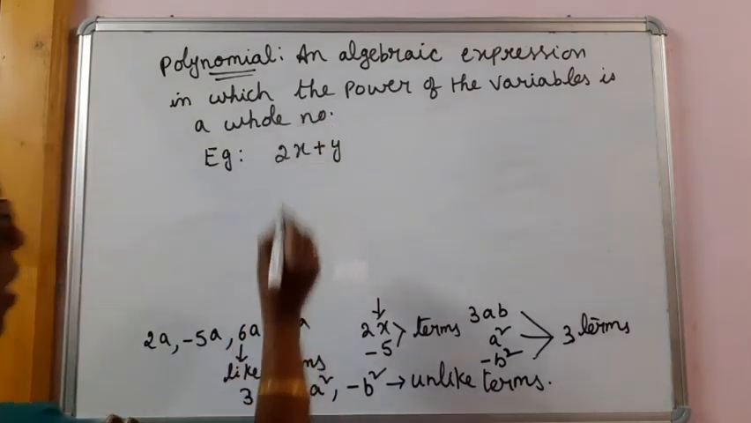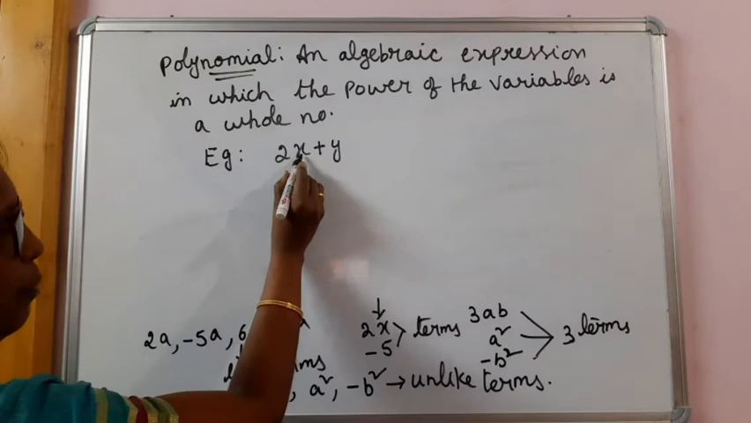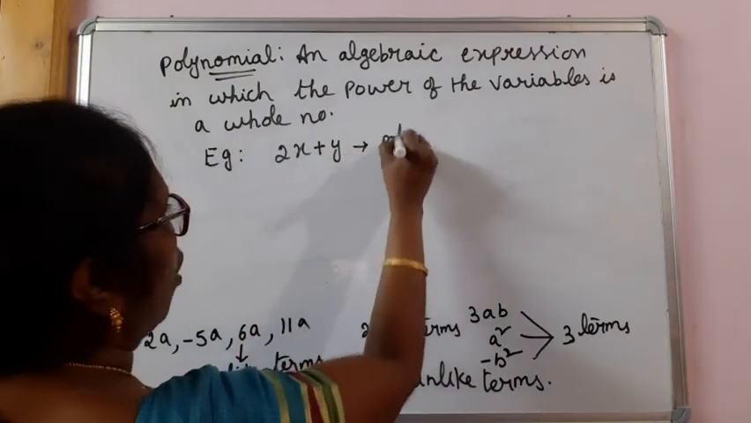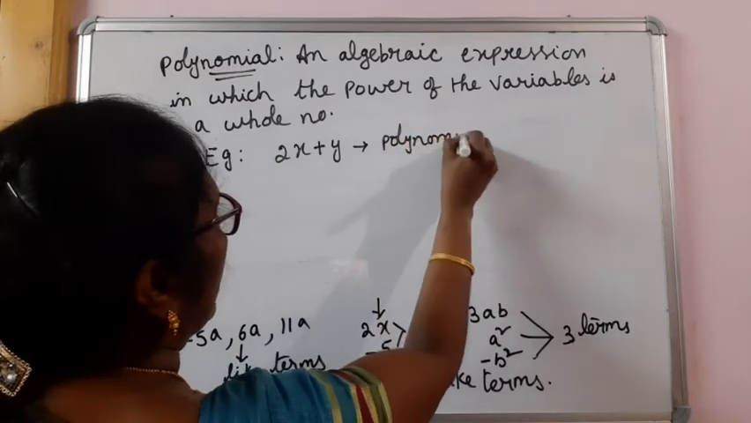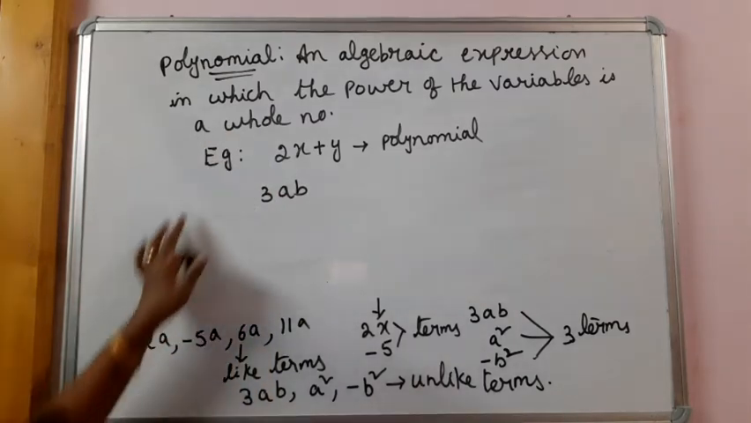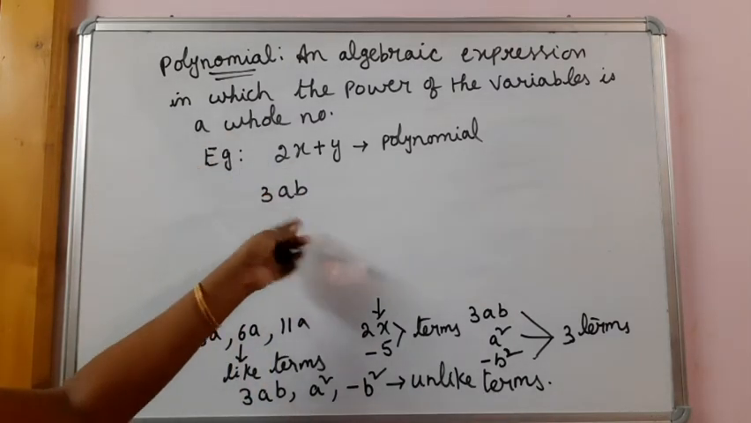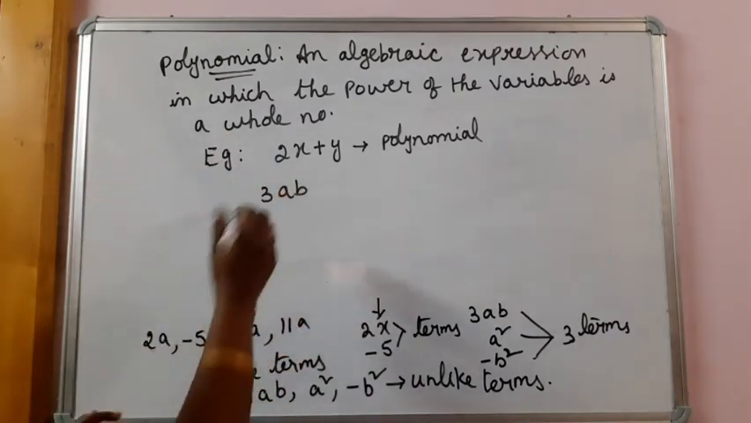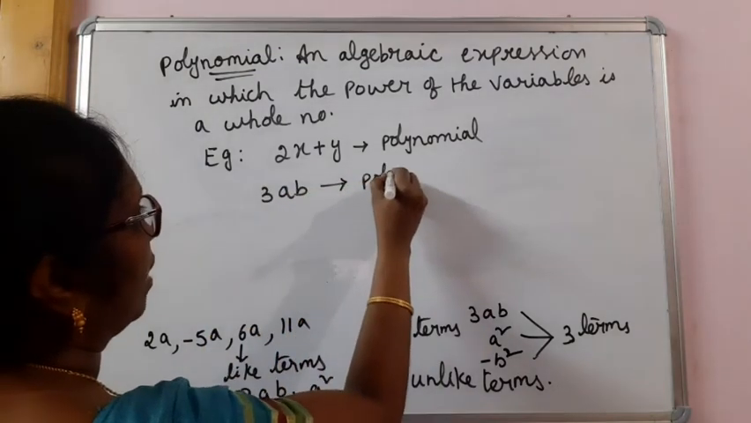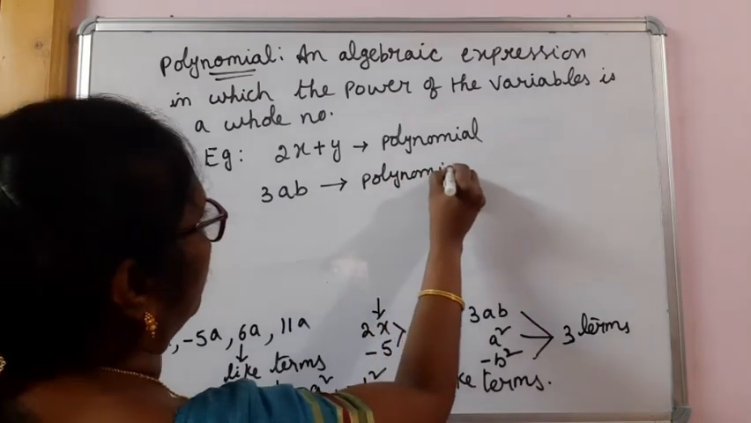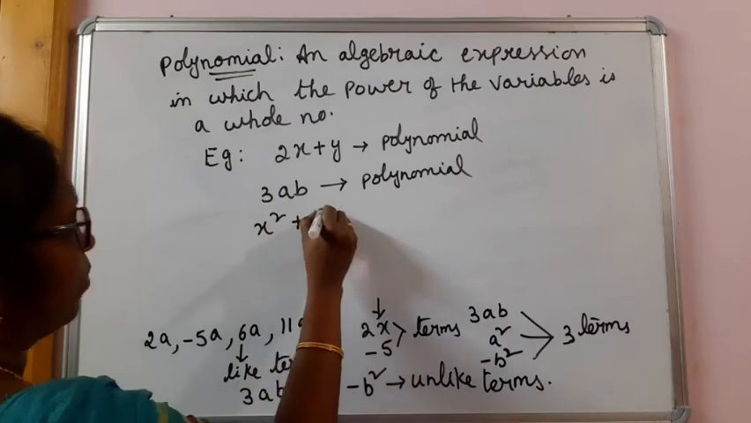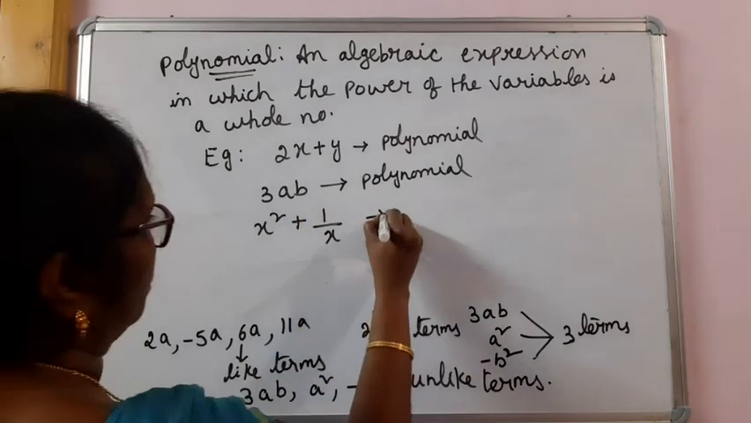2x plus 1. Here the power of x is 1, the power of y is also 1. So it is a polynomial. 3ab. Actually 3ab is also an expression, it has only one term, 3ab. The power of a is 1, the power of b is 1. So it is also a polynomial.